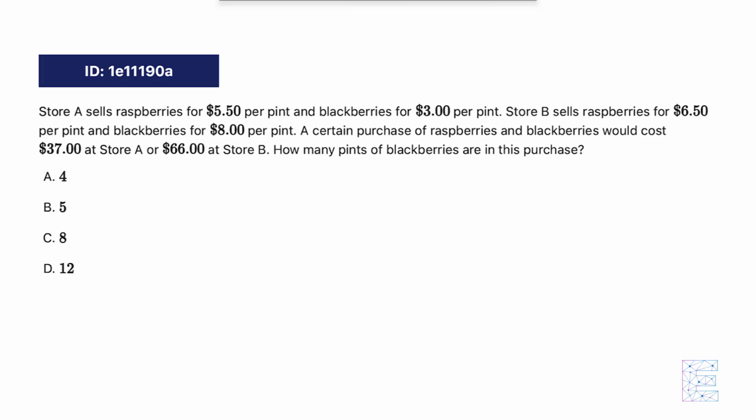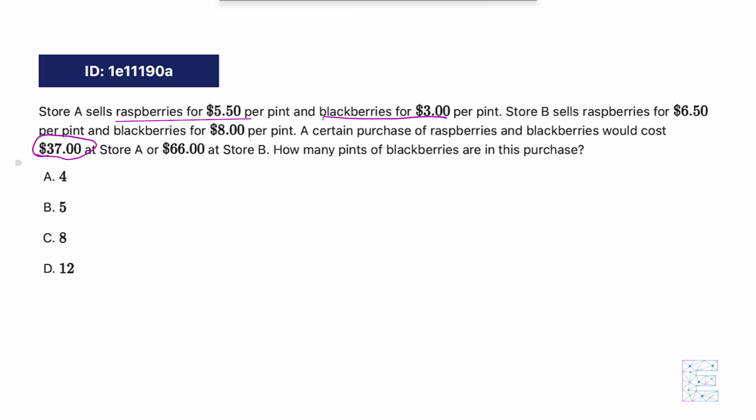This is another question that calls us to model a system of linear equations. So raspberries are one item and blackberries are another item. And we're hearing store A would be a total price of 37 for those items.